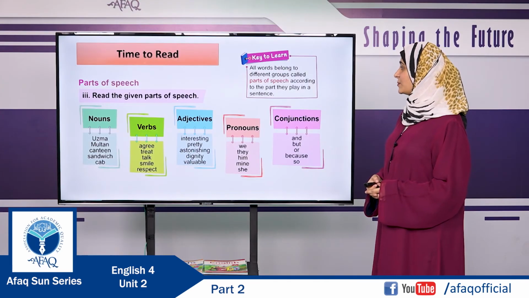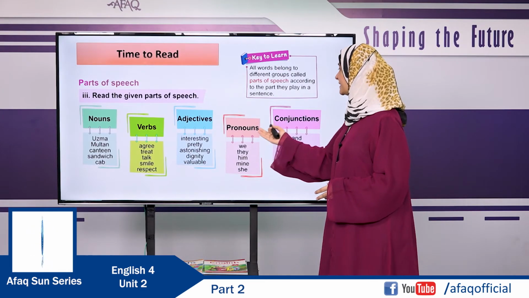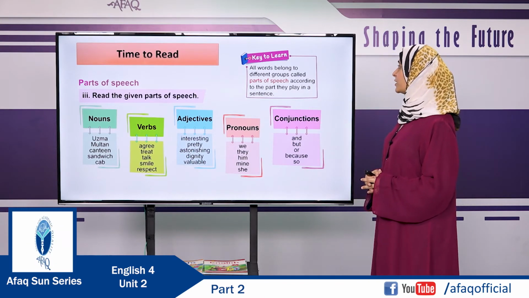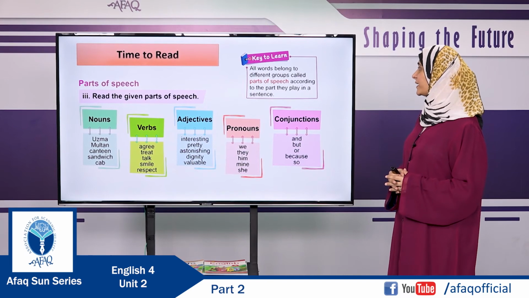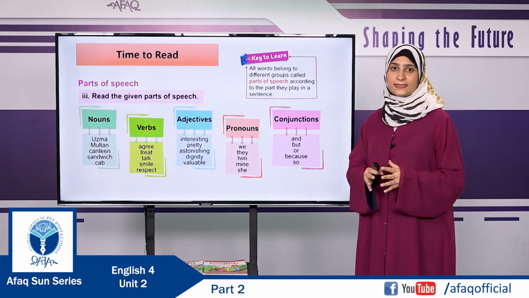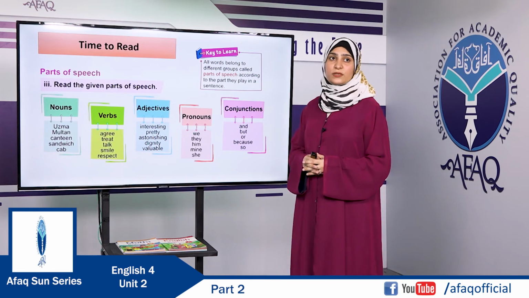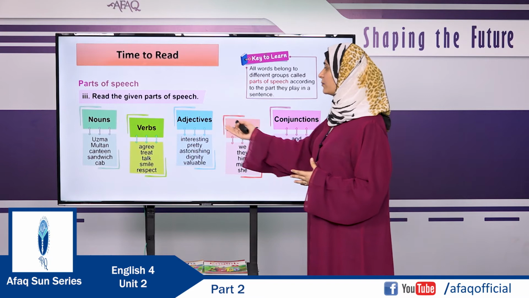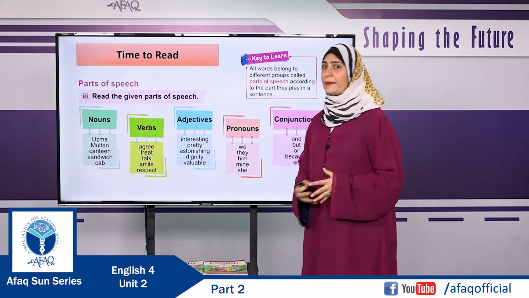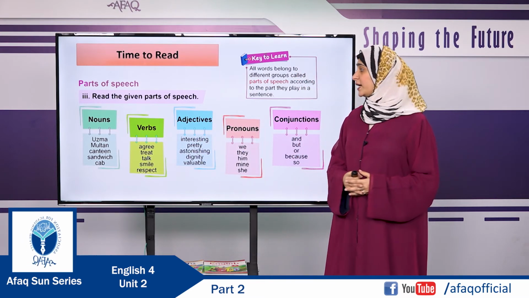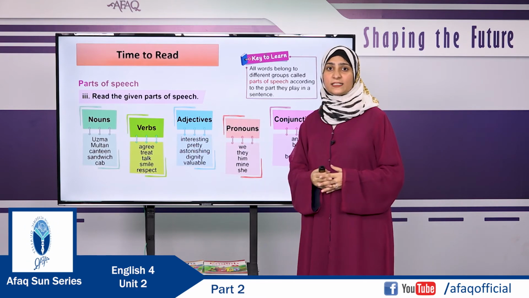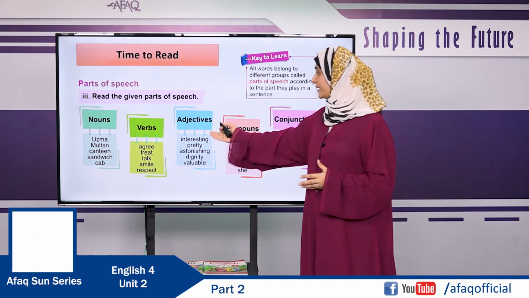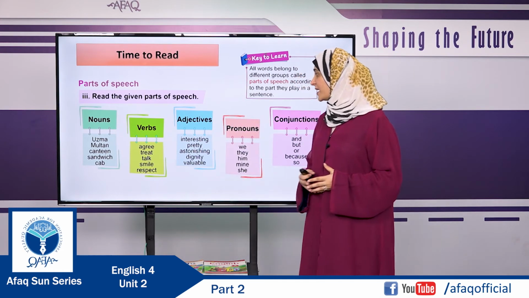The parts of speeches like noun, verbs, adjectives, pronouns and conjunctions. All the words belong to the different groups called part of speech according to the part they play in the sentence. What do the nouns do? Nouns are the name of a person, place or a thing like Uzma, Multan, canteen, sandwich and cap. Verbs. Verbs are the action words that describes a mental or a physical action like agree, treat, talk, smile and respect.